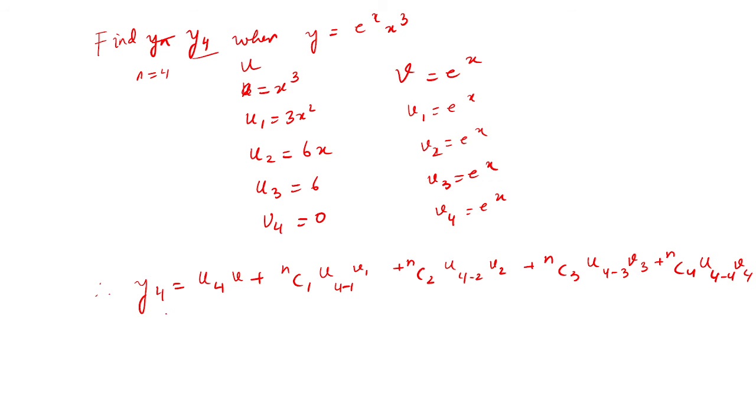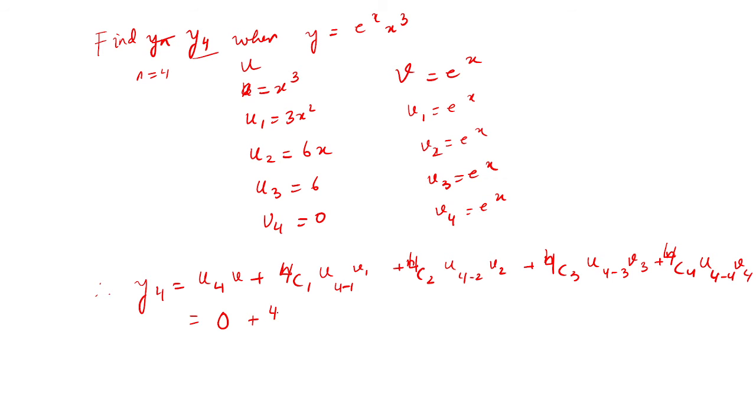That's everything that we need. Our u4 is 0, so 0 into e^x is always going to be 0, so just keep that as it is. Instead of n, sorry, write it as 4, clear? This is supposed to be 4, because our n is 4. So instead of n, you write 4 everywhere.